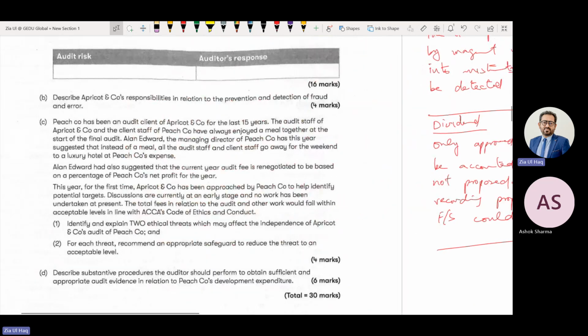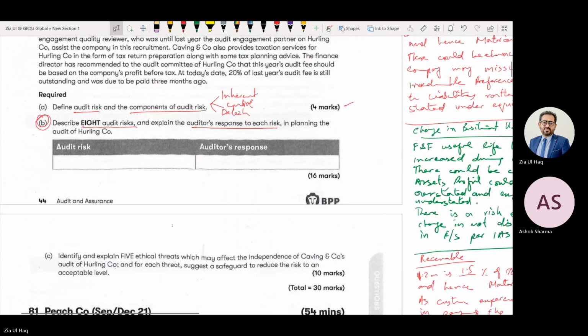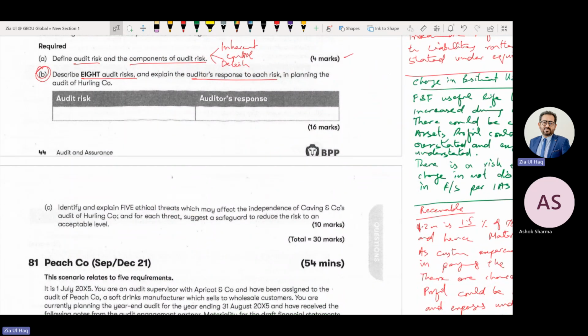Part C of the question, 10 marks. Identify and explain 5 ethical threats which may affect the independence of Kevin and Company's audit of Hurling Company, and for each threat, suggest a safeguard to reduce the risk to an acceptable level. I mean, you need to identify 5 threats, not risks, ethical threats, and we need to provide safeguards.